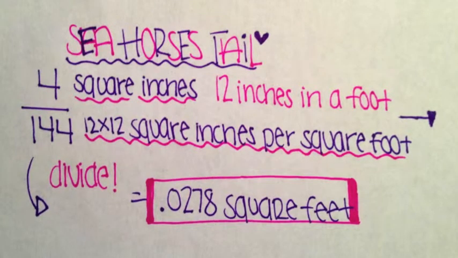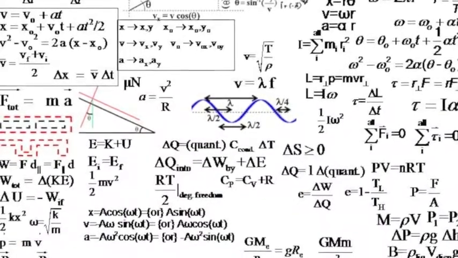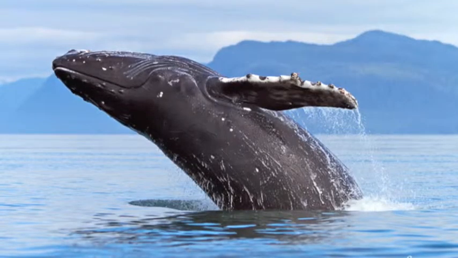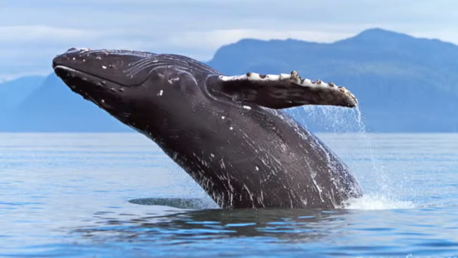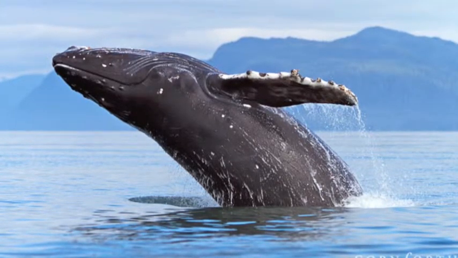0.0278 square feet. Finally, the last concept I'm going to explain that marine biologists use is mathematical formulas. Animals that live in the sea won't just stay still for scientists to measure them, so they have to resort to using mathematical formulas to calculate things such as size and average behavior.